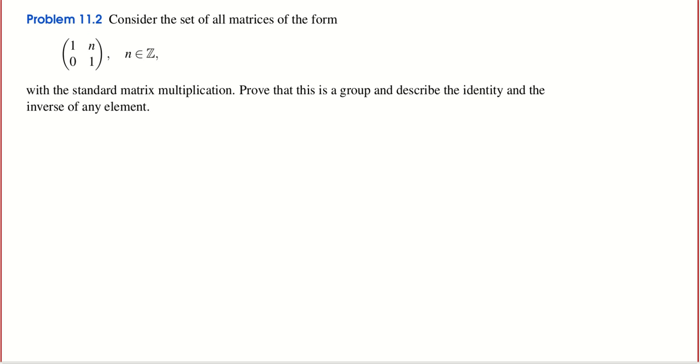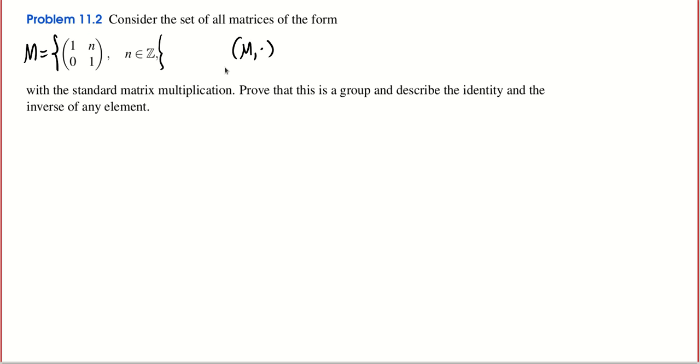In this problem, we're given this set of matrices, described like this. These are 2 by 2 matrices in which the diagonal is 1, there's 0 always here, and here there's always an integer, any integer. That describes the set, and we have the standard matrix multiplication in this set.